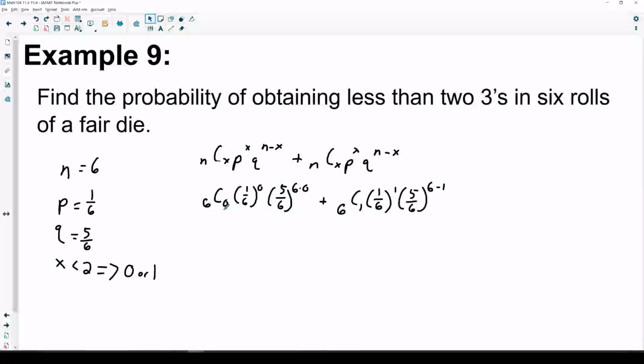So if I work these all out in my calculator, I'm going to get 0.3349 for my possibility of getting no 3s. For my possibility of getting 1 3, I'll get 0.4019, giving me a total possibility of 0.7368, right? And again, really these are plugged into your calculator. Let them find the values for you. The important idea is how to apply the formula, right? Number of trials, probability of success, probability of a failure, and how many successes you want. If it's a less than, there were 2 possibilities, 0 or 1.